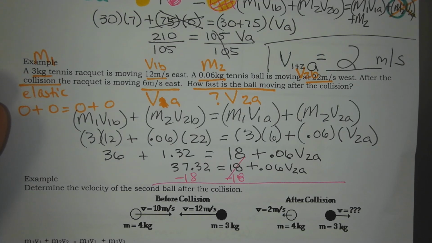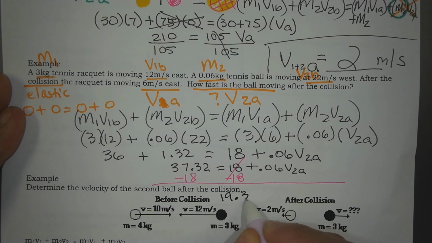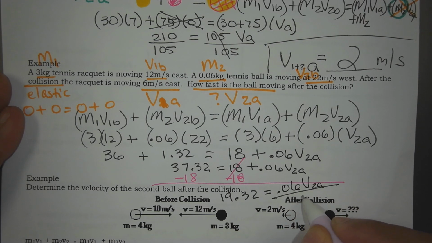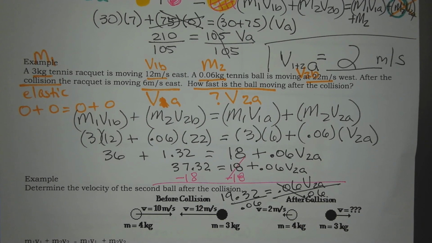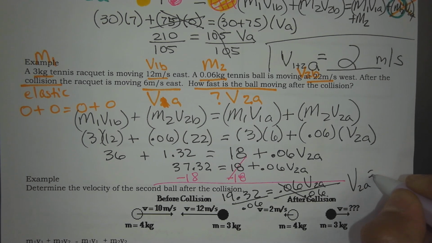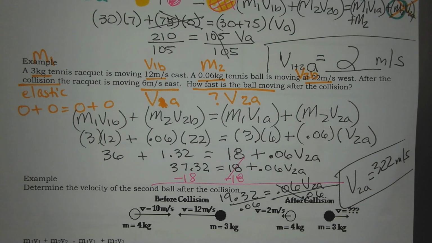Take away 18. This comes out to 19.32 equals 0.06 V2A. Divide by 0.06, cancel. The velocity of object 2 after the collision is 322 meters per second. Whoa. Easy cheesy. We got this.